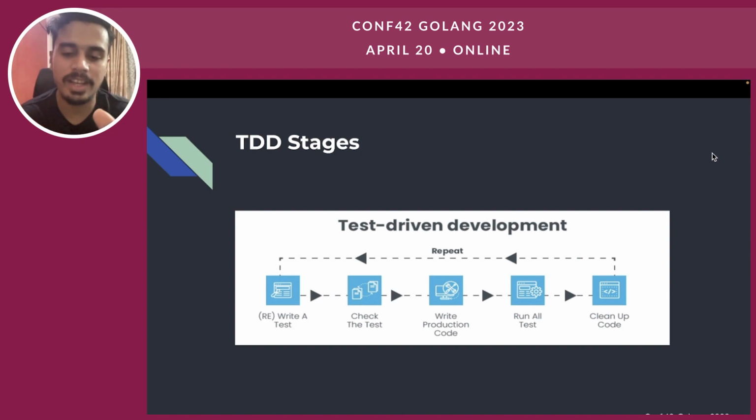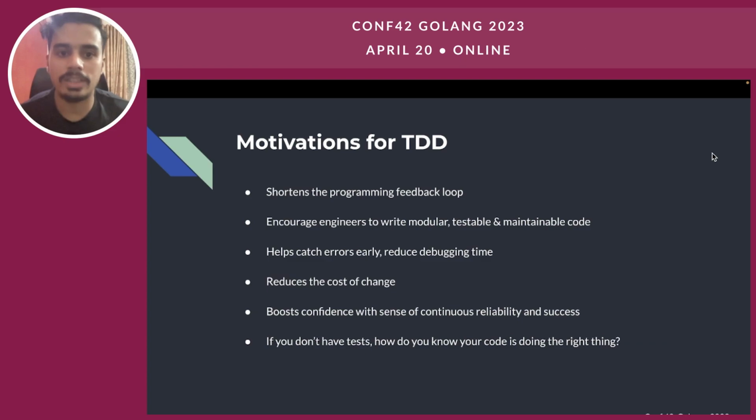After writing our test cases, we then need to write our production code so that we can actually run our tests against our production code. After writing our production code, we run all our tests. If things are good, we clean up our code, or refactor it, if this is required, whether in the test case code or the production code. All right, so these are the stages of TDD.